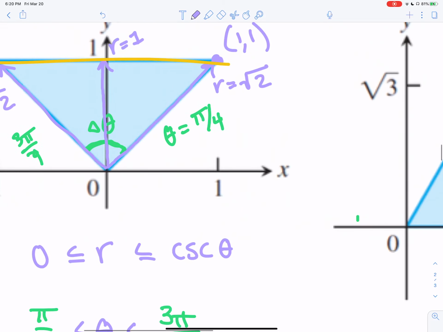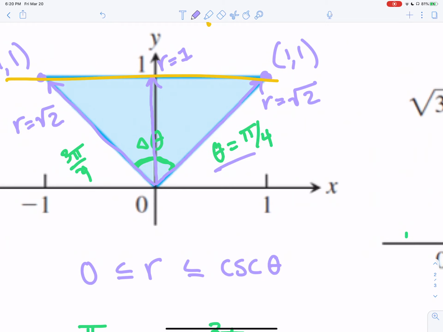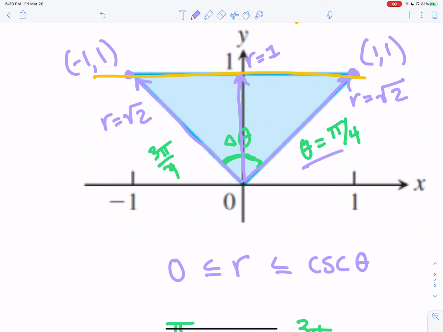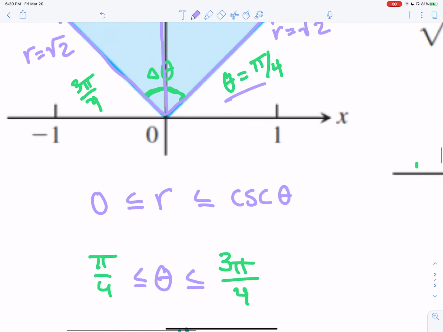And so that means that you can plug in this theta into here, and it'll tell you that r equals the square root of 2. Same thing here, you can plug in theta equals pi halves, and that'll give you r equals 1. Same thing over here, it'll also give you square root of 2 for that side. So it tells you how r is changing.